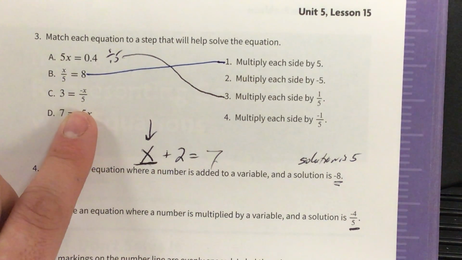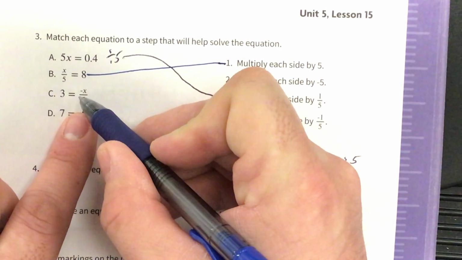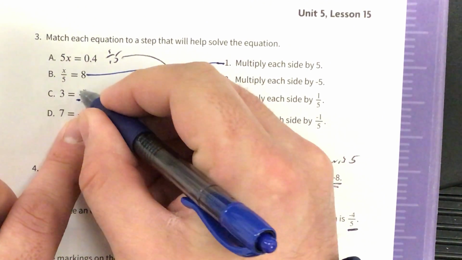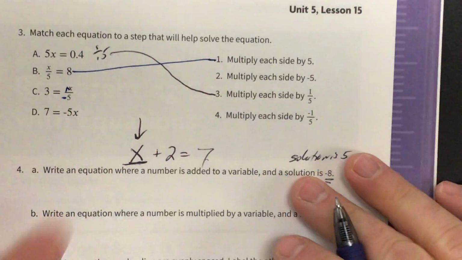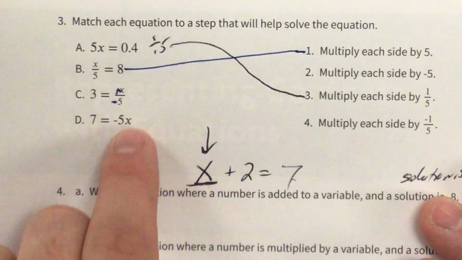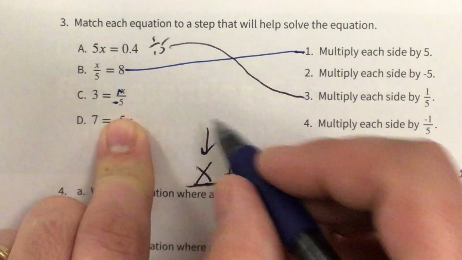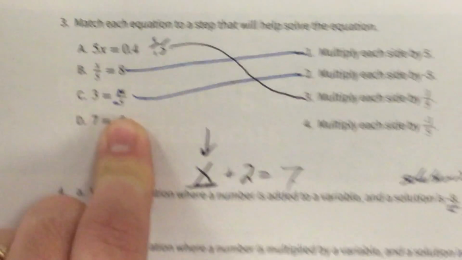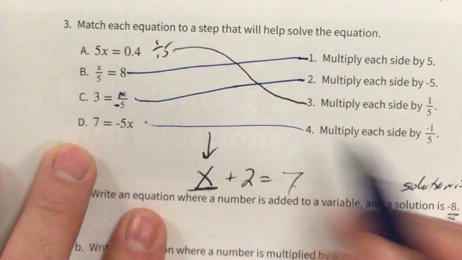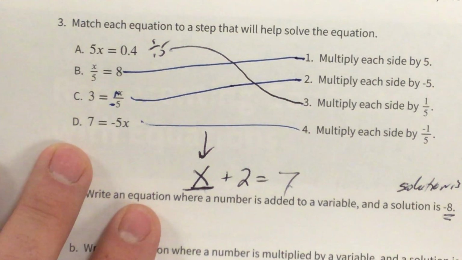Next one. Now, they do have a negative here. It doesn't matter where the negative goes. They could also put it on the bottom here. So I'm just going to move it to the bottom, just because that makes it a little easier to see. So I'm taking x divided by -5. What's the opposite of dividing by -5? Multiplying by -5. That would go to number 2, and then there's only one left for D and 4 to connect.